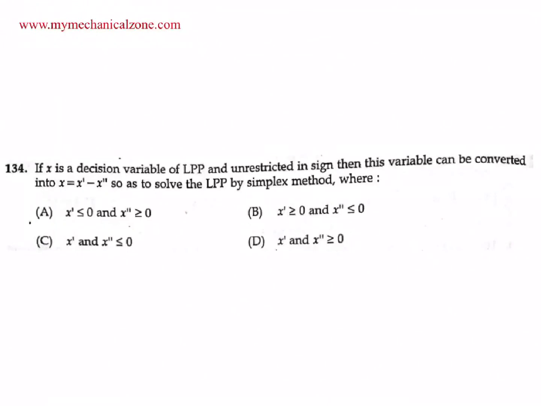Question is, if X is a decision variable of LPP and unrestricted in sign, then this variable can be converted into X equal to X dash minus X double dash so as to solve the LPP by simplex method, where it should be non-negative. So C is your correct answer. It's less than 0, so it's negative only. X dash and X double dash should be greater than or equal to 0, non-negative.